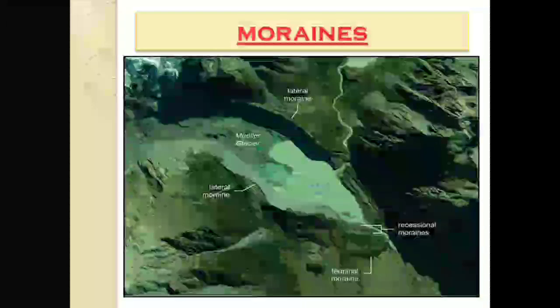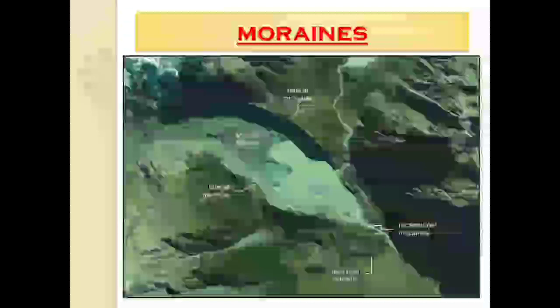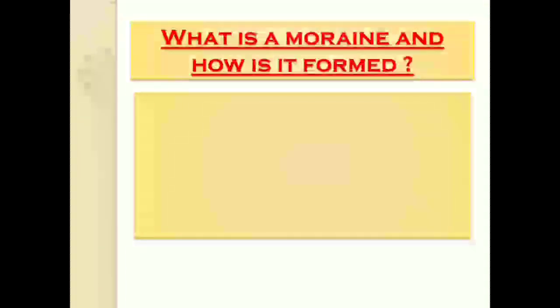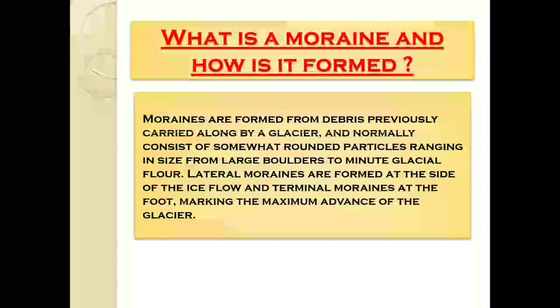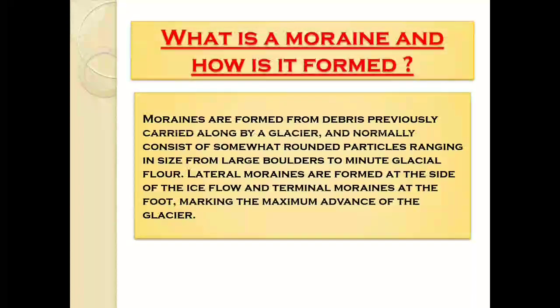Next is moraines. You can see a picture of moraines. What is a moraine and how is it formed? Moraines are formed from debris previously carried along by a glacier and normally consist of somewhat rounded particles ranging in size from large boulders to minute glacial flour. Lateral moraines are formed at the side of the ice flow and terminal moraines at the foot, marking the maximum advance of the glacier.